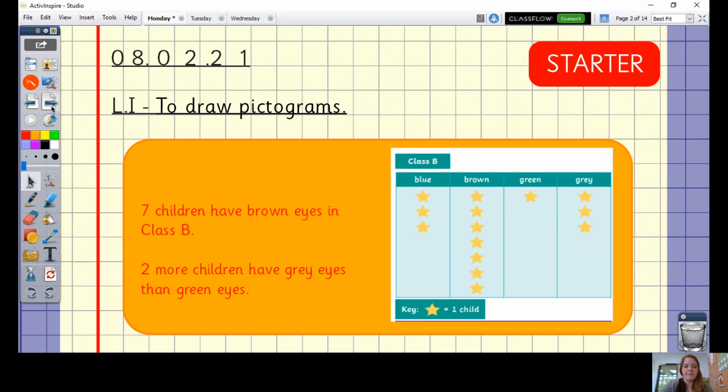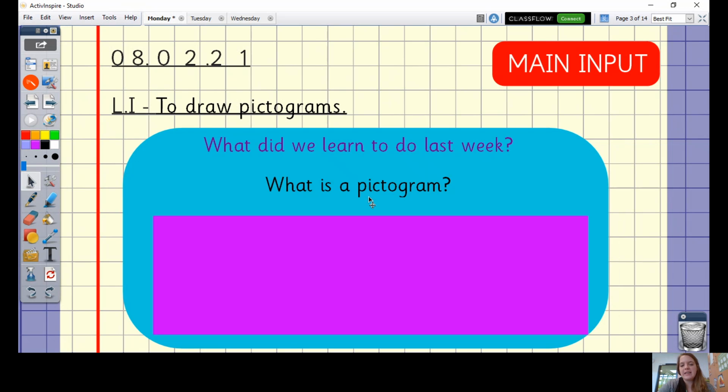Okay, well done everybody. Just before we start our learning today, I'd like you to reflect on what we learned to do last week. We started our new unit on statistics, and what did we learn to do? We were learning about tally charts and pictograms. Just before we continue our learning today, I'd like you to pause and think about what is a pictogram. We've just seen a picture of a pictogram on the screen, so have a quick think.